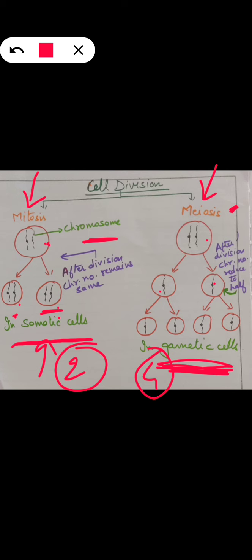So that's all about our chapter, the cell. We have included all the organelles, the parts of the cell, and a process known as cell division.